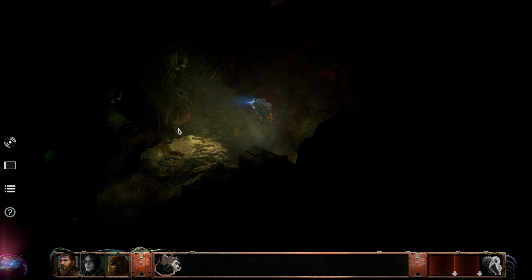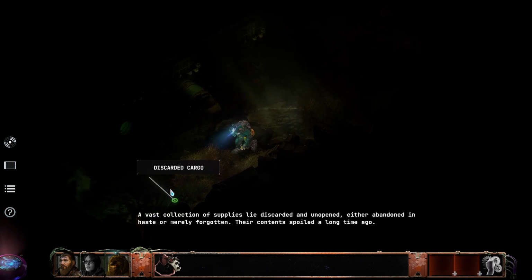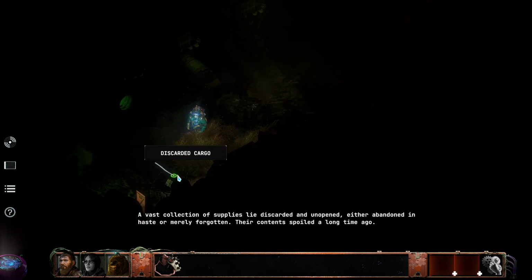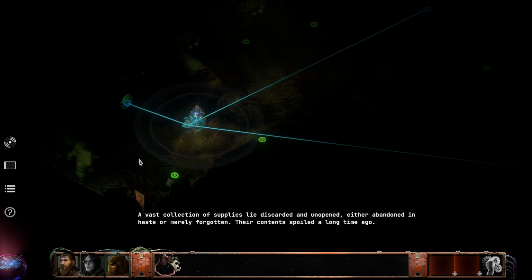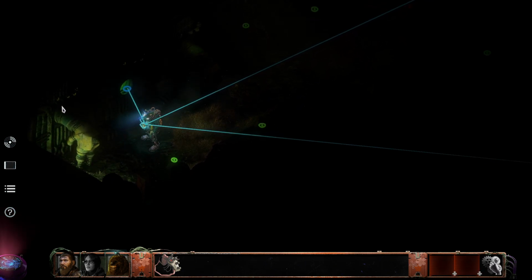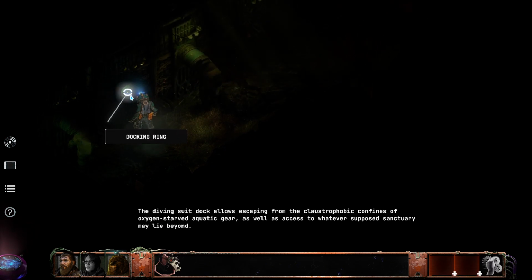A lot of what has happened here is not entirely clear to me. But it seems like they're all dead now, so good enough. A vast collection of supplies lie discarded and unopened, either abandoned in haste or merely forgotten, their contents spoiled a long time ago. That's weird. That suit is sort of like plugged into a... Huh. Whatever, let's just get inside, because Charlie desperately needs to get inside.